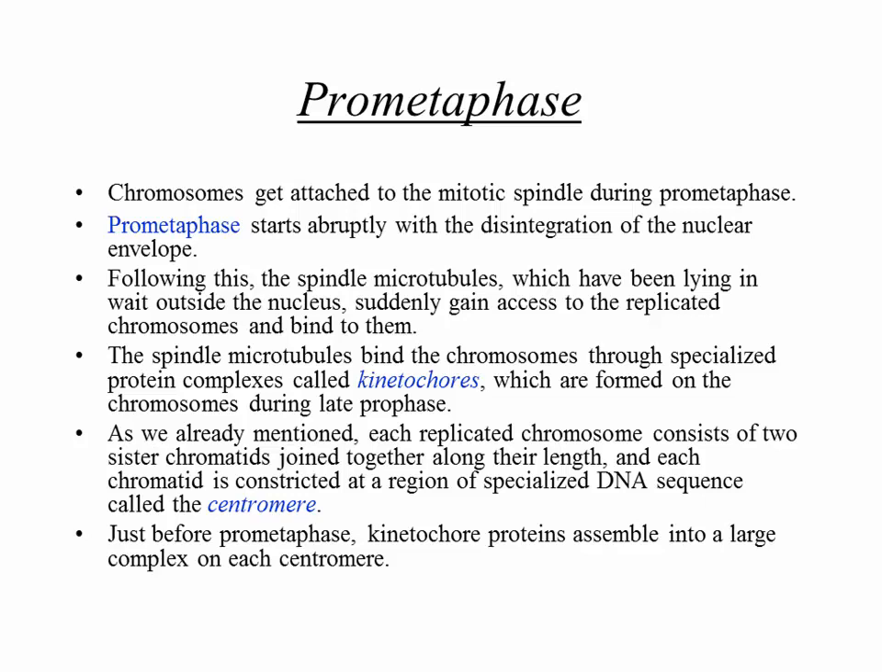The spindle microtubules bind the chromosomes through specialized protein complexes called kinetochores, which are formed on the chromosomes during late prophase. As we have already mentioned, each replicated chromosome consists of two sister chromatids that are joined together along their length. Each chromatid is constricted at a region of specialized DNA sequence called the centromere, in the center of the chromosome. So just before prometaphase, kinetochore proteins will assemble into a large complex on each centromere, and the mitotic spindle microtubule is going to go and bind on the kinetochore.